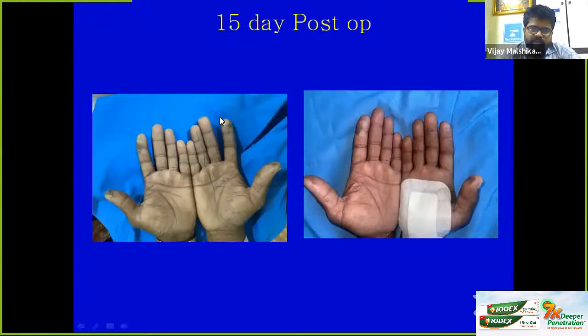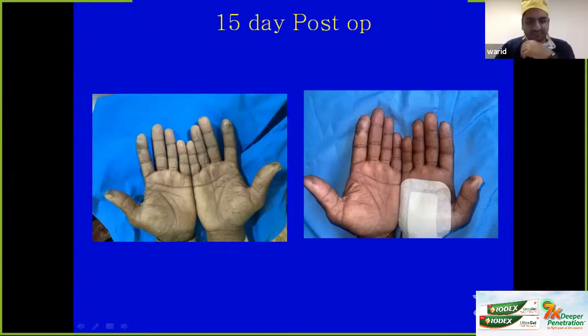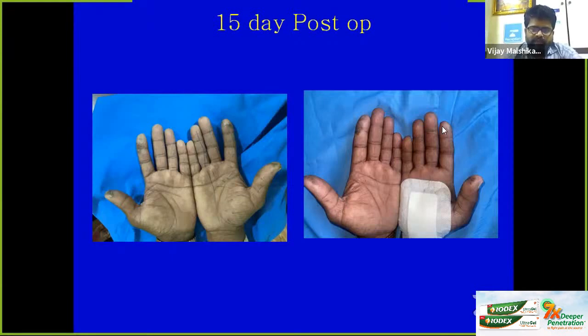Can you see this? Previously the ulcer was here. Yes, we can see that. So this ulcer is also healing in 15 days. Now I have done the right side. After some days, I will do the left side.